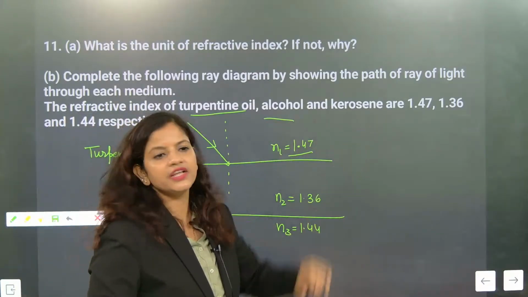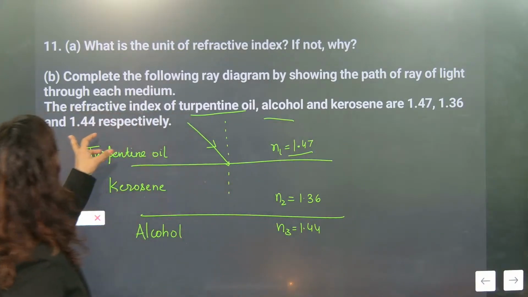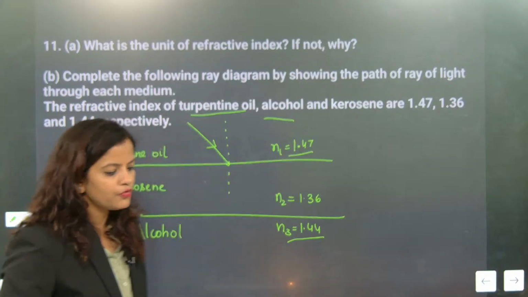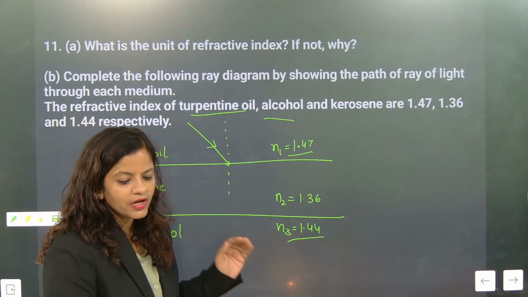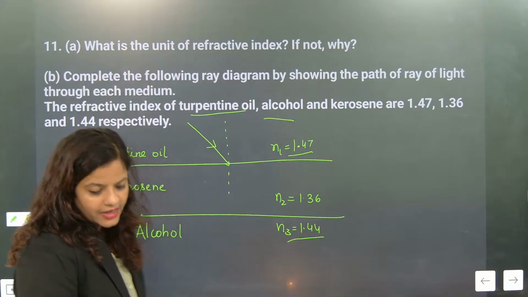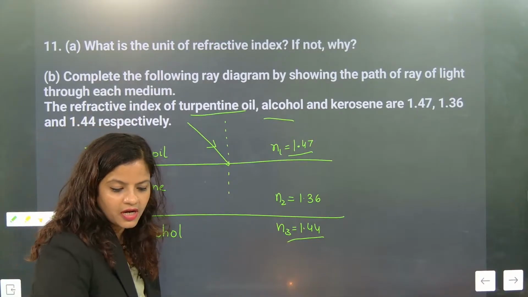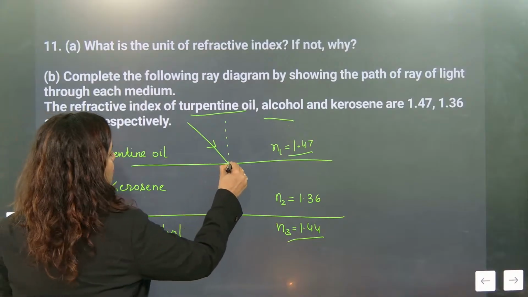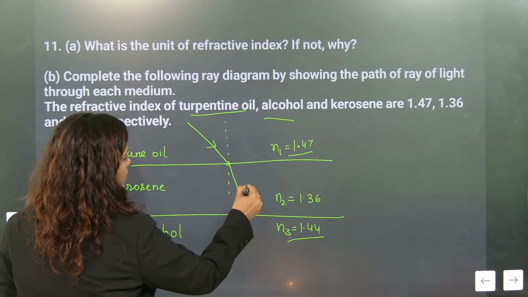Alcohol refractive index is 1.36. And the last one, kerosene, refractive index is 1.44. So when you take these three values, the ray will bend towards the normal. Understood? It will bend towards the normal. So here this will go exactly towards the normal. Like this it will go.